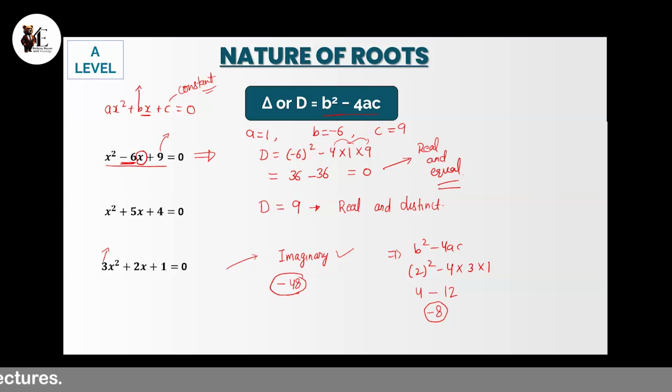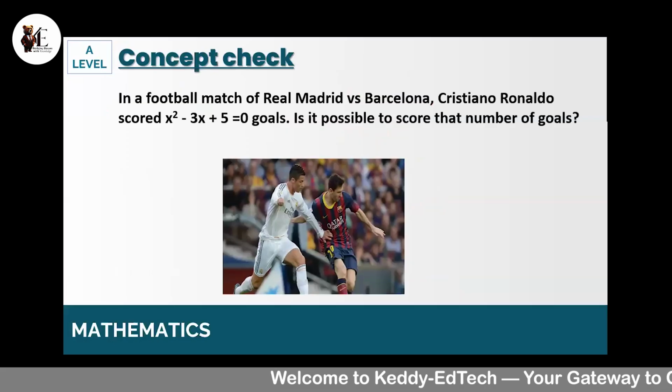So any doubt in the discriminant, how to calculate discriminant and how to determine the nature of the roots? No doubt in that stuff. I got this. Okay.